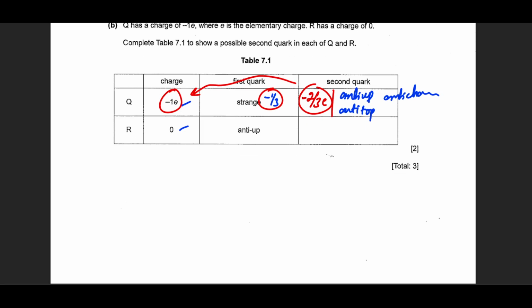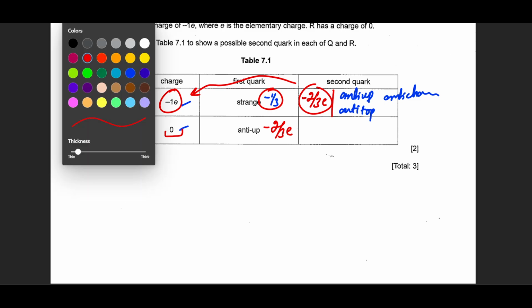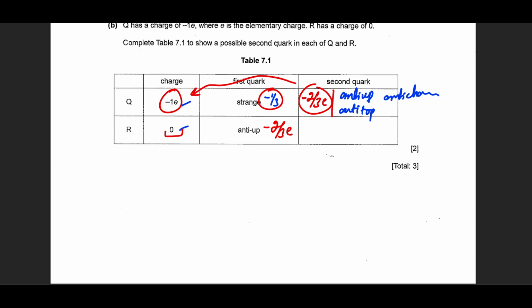Okay, so the next part, he says that the charge is anti-up, so it has to be -2/3e, and we want a 0 overall charge. So it has to be someone that has +2/3e, so that when you add them together, the overall answer becomes 0. So from our memory, we have this as up, we have that as charm, we have that as top. Now, since this is anti-up, I would prefer up as the charge so that one becomes quark and one becomes anti-quark, right? Okay.